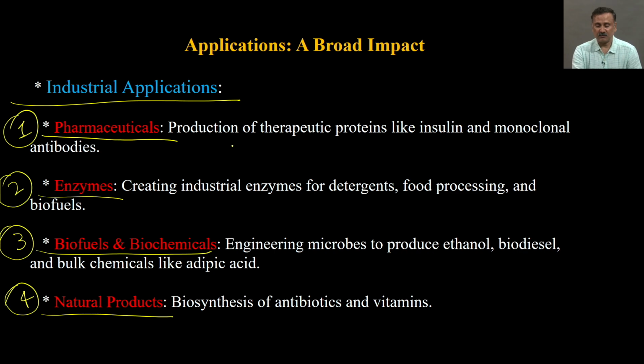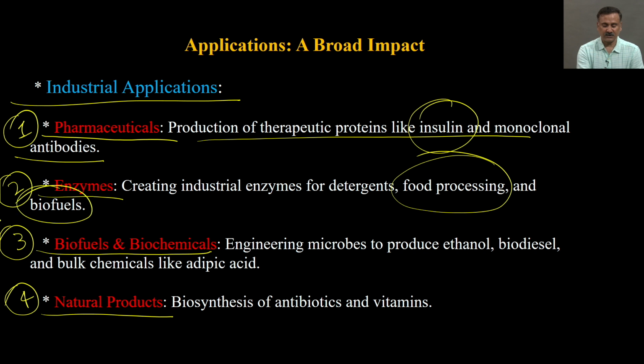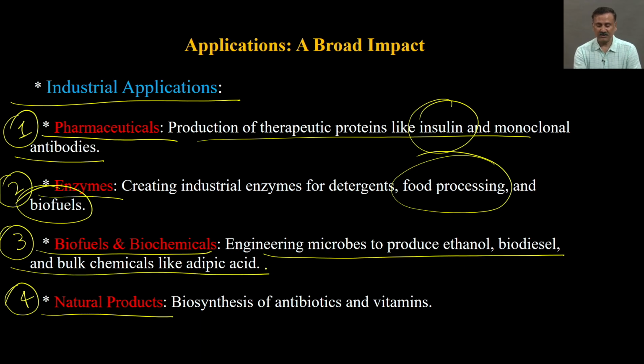So, you can use this for producing therapeutic proteins like insulin or monoclonal antibodies, or you can use this for producing different types of enzymes. For example, enzymes like lipase, horseradish peroxidase, catalase, and all those kind of things, and they are being used in different types of industries like food processing and biofuel production. Then you can also use this for biofuel and biochemicals. So, engineer microbes to produce ethanol, biodiesel, and bulk chemicals like adipic acid. And then you can also use this for biosynthesis of antibiotics as well as vitamins.